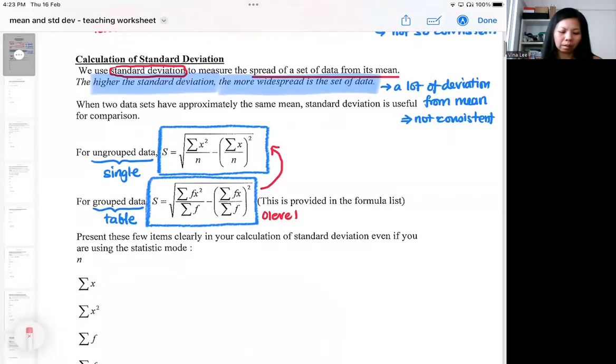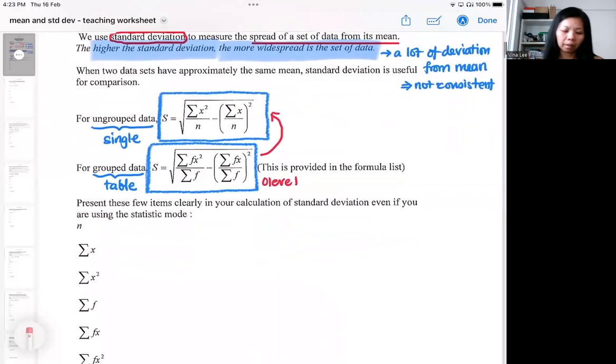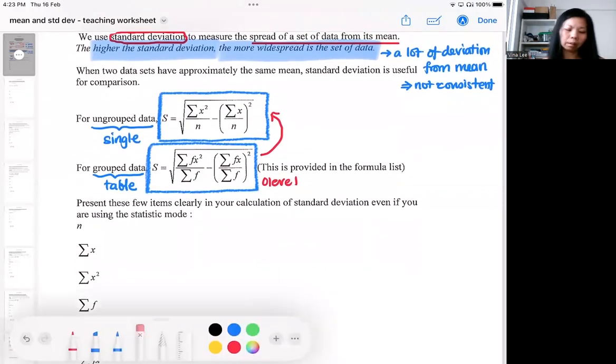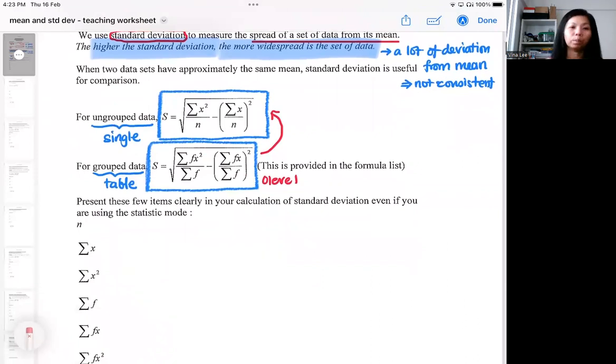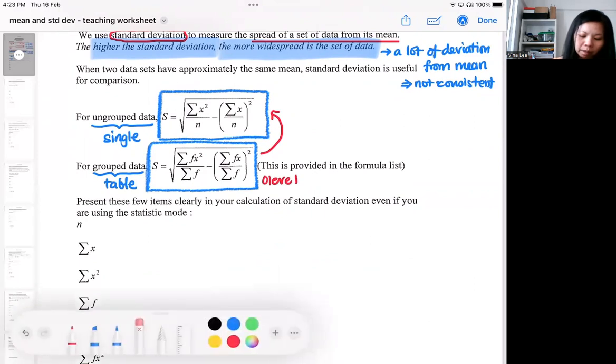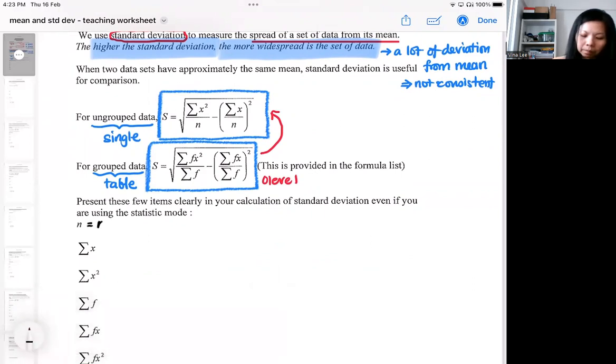So anyway, what are the weird symbols? Okay, let's introduce the symbols first, then I'll show you a numerical example of how to calculate based on the data. N essentially will represent the number of data. And this one is known as the summation of x, or the sum of x, which means you're going to add up all the x.